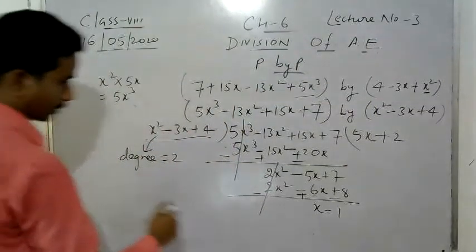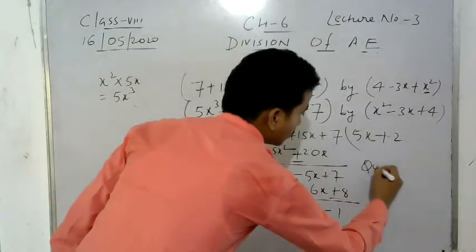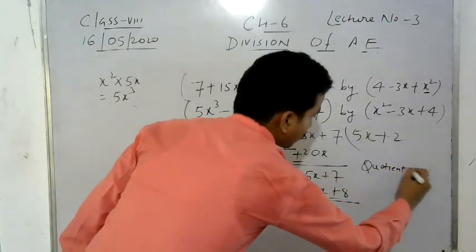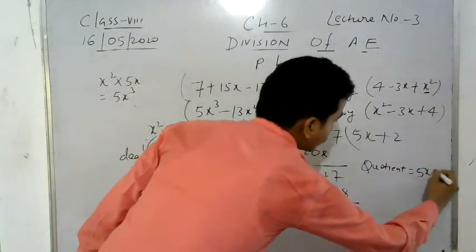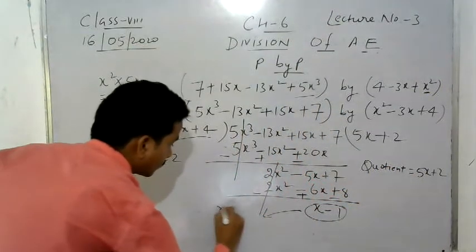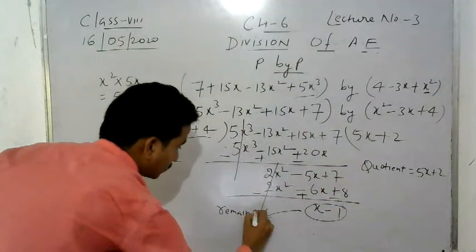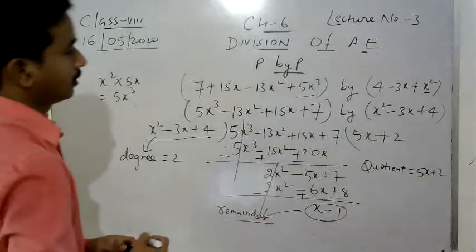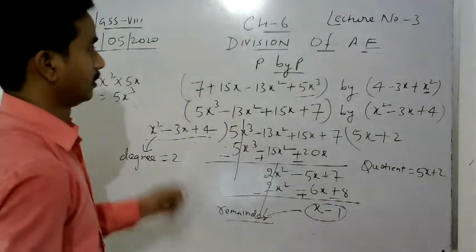So what is your quotient? This is your quotient. Quotient is equal to 5x plus 2, and this is your remainder. In this way, you will do the division.